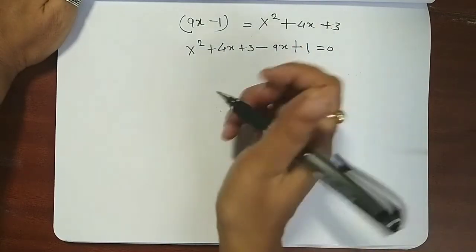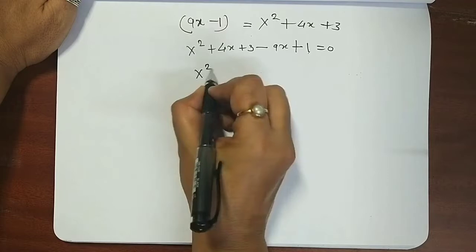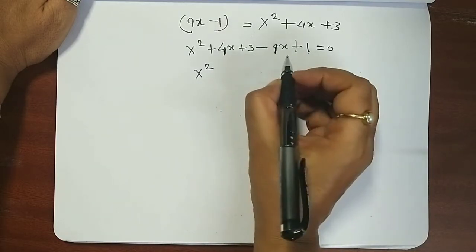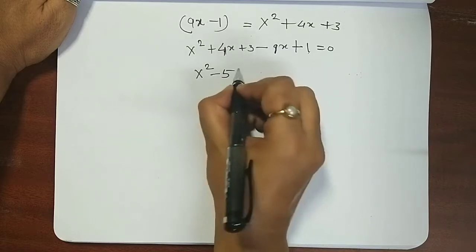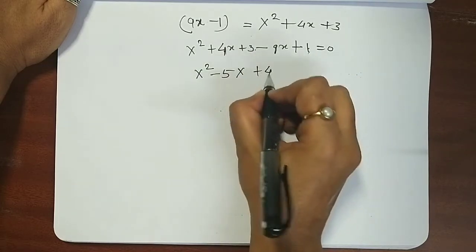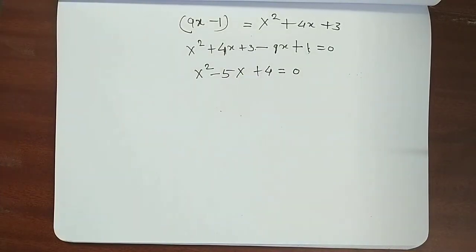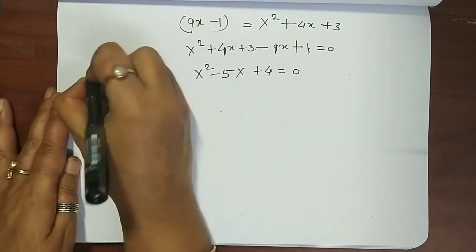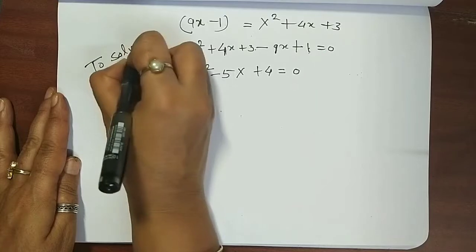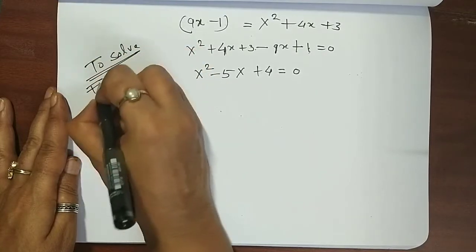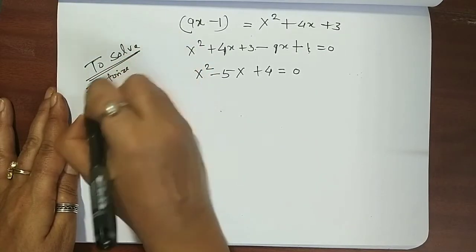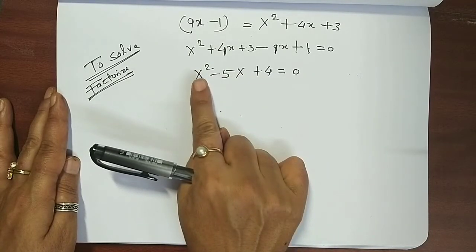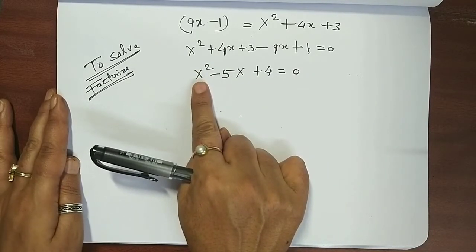So what equation am I getting, guys? I am getting x squared, 4 minus 9 is minus 5x, and 3 plus 1 is 4. This is my equation. Now it's easy to factorize, because to solve, the tool we have is factorization, since it's a quadratic equation. Quadratic means it has an x squared term; the maximum power of x is 2.